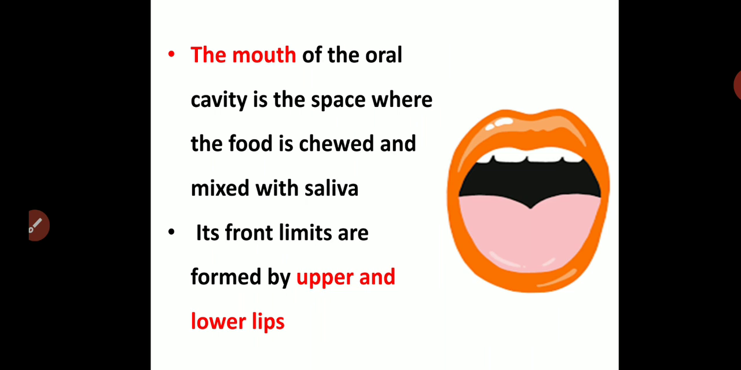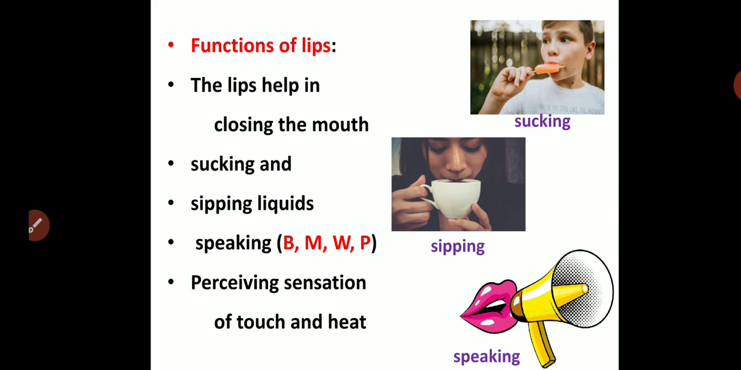Now what is this mouth? It has numerous functions. It does the work of closing the mouth. The lips help to close the mouth. Then they also help in sucking and sipping of fluids. As you can see in the diagram, sipping a cup of tea, sucking on ice cream candies. Then it also helps you to speak.